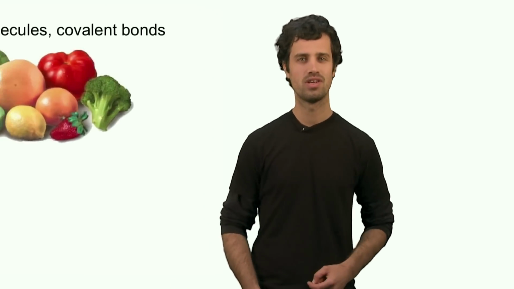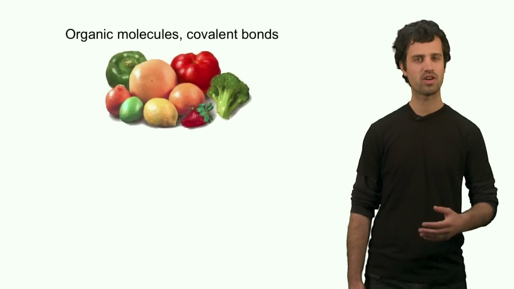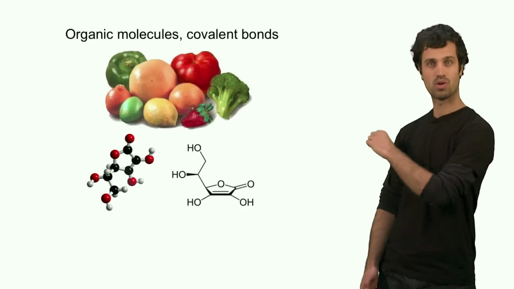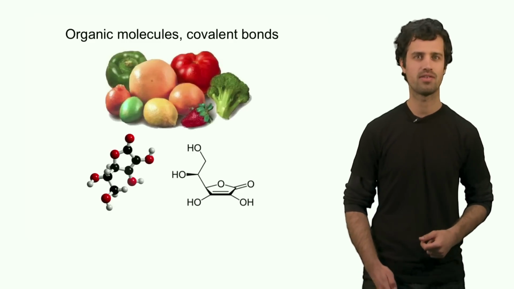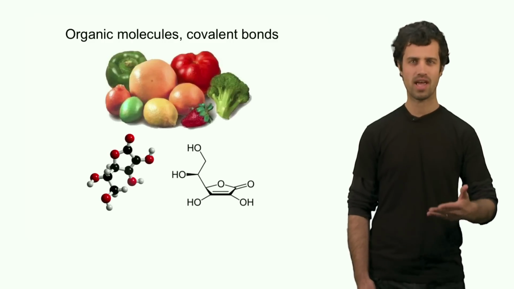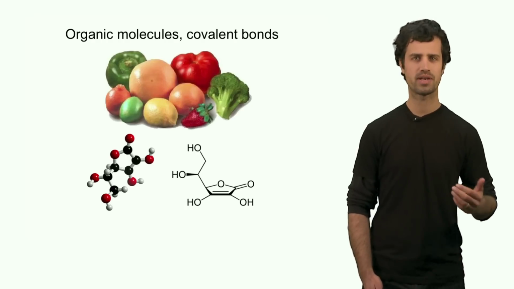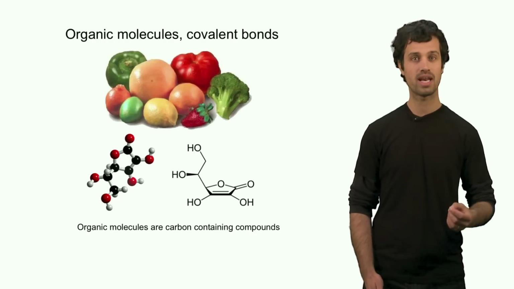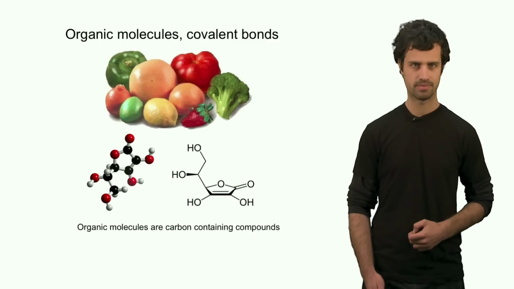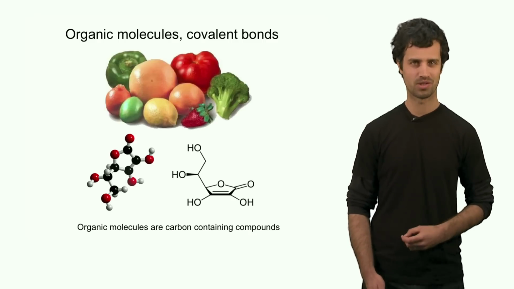Now let's look at this set of deliciously looking fruits and vegetables. One of the components of fruits and vegetables is this molecule, or this molecule. They are the same actually, represented in different ways. This is vitamin C. Vitamin C is an organic molecule. It's organic because it contains carbon atoms. In fact, organic molecules are compounds that contain carbon. But in addition to carbon, they often contain more elements.